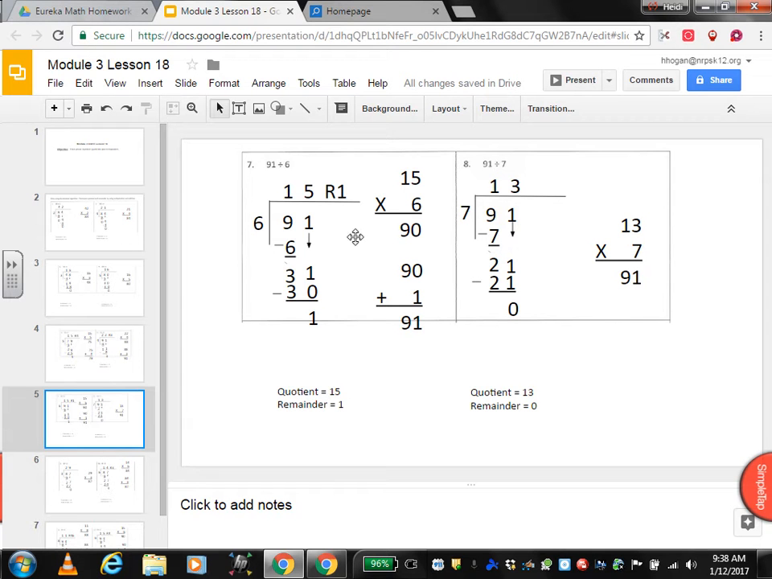Our remainder is 1. We multiply our quotient times our divisor, which gives us 90. And then we add our remainder, which gives us 91, which is our dividend.